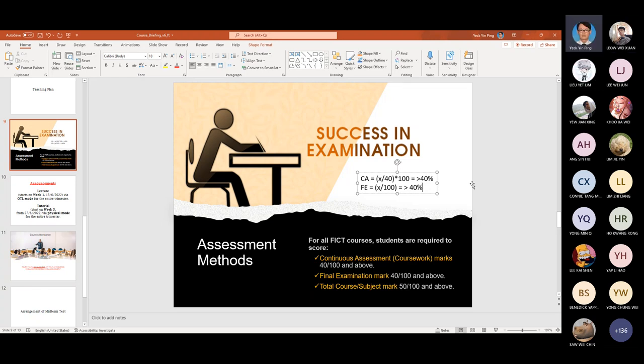Okay, so I repeat again, for your continuous assessment, it covers your quiz, midterm, and your assignment. All this you add up, you sum up. The total marks here is the sum of all the continuous assessment, including the quiz, midterm, and the assignment. Then out of 40, you multiply by 100, and you must get more than 40%. So let's say, just an example only, you get less than 40, then I think we put a positive thinking first.